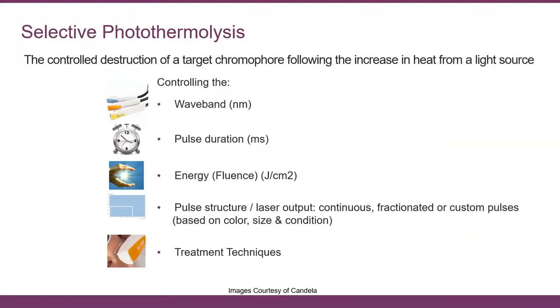And in essence, what this is, it's looking at the controlled destruction of whatever our target chromophore or color is. And we do this by heating up that target using our light source. So the light is absorbed as heat into whatever our target is. We heat it up to a certain target temperature, and therefore we destroy it.